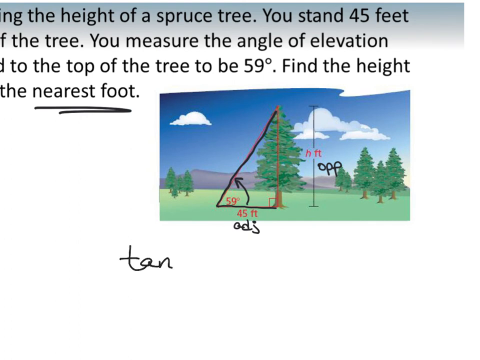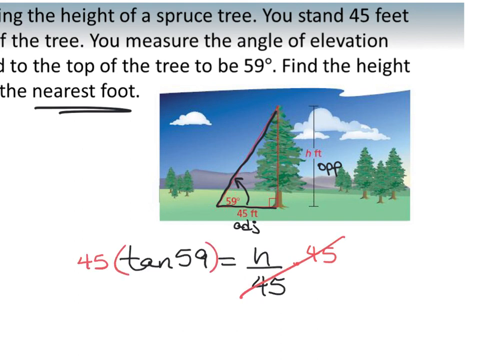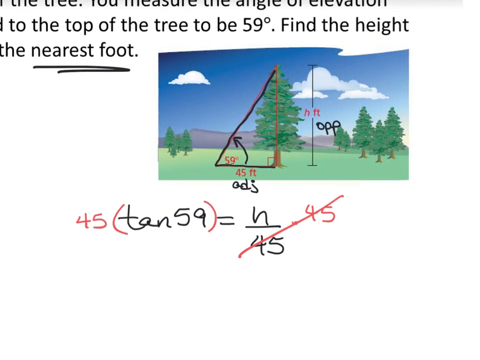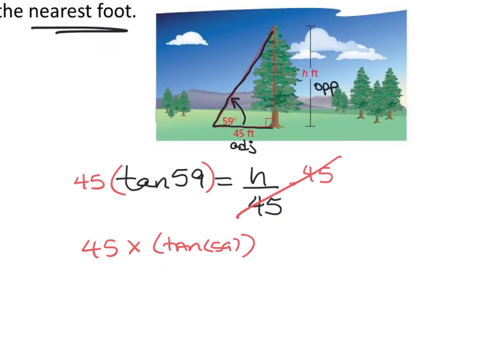So I'm going to do the tangent of 59 is equal to opposite over adjacent. I need to solve for h, so I need to get that 45 out of the bottom of the fraction. And now I'm going to multiply 45 times the tangent of 59. Hit enter. We're rounding to the nearest foot. When we do it, we get 74.89 something. Rounded to the nearest foot, 75 feet tall.